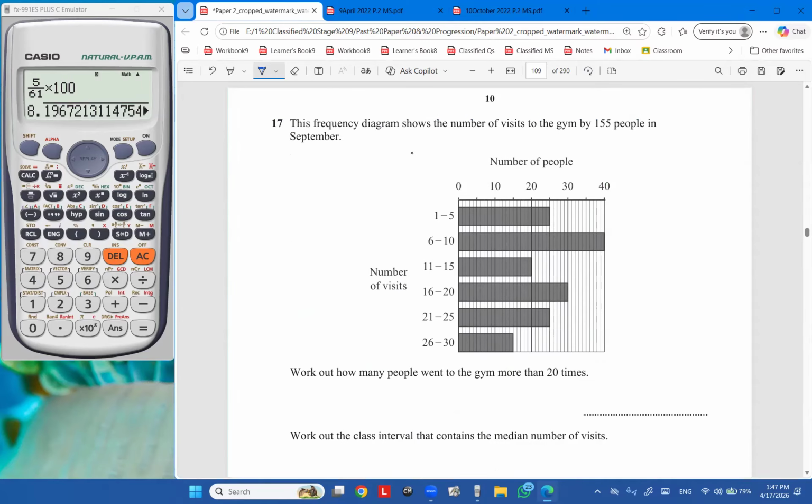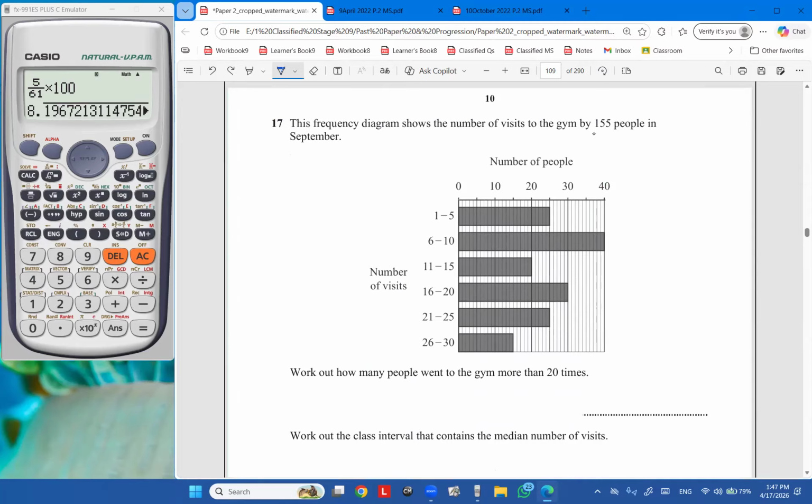This frequency diagram shows the number of visits to the gym by 155 people in September. Work out how many people went to the gym more than 20 times. Here is from 1 to 5 times, this is from 6 to 10, 11 to 15 times, 16 to 20 times. If they want more than 20 times, then I need to find this one and this one. So from 21 to 25, it is 25 people, while from 26 to 30, it is 15 people. So more than 20 visits is 25 and 15, which is 40 people.